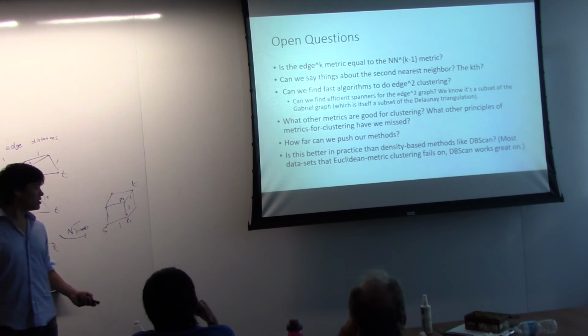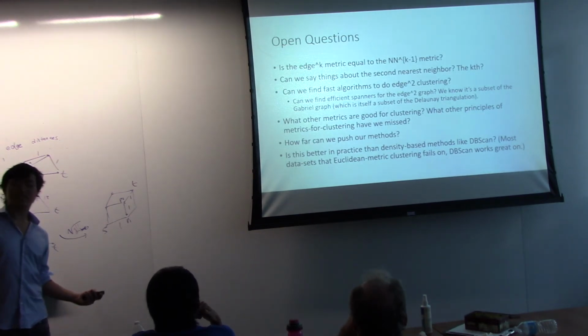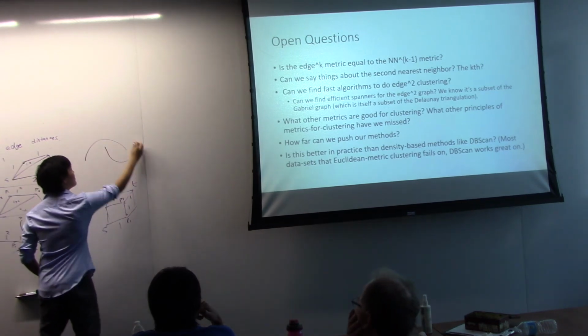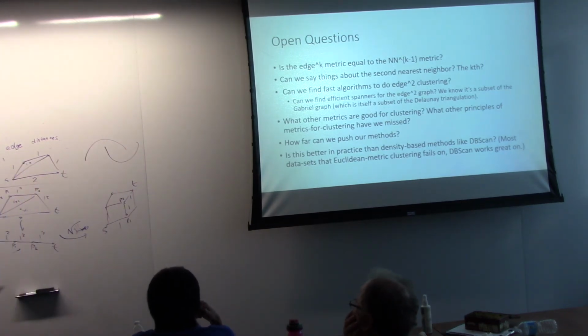How far can we push our methods? And is this actually better in practice than other methods that do clustering on these weird point sets properly? There are density-based methods called DBSCAN for the machine learning people out there. Do we actually do better than those? In fact, in practice, we do find that we cluster these properly, but we don't know that we do better than other density-based methods.